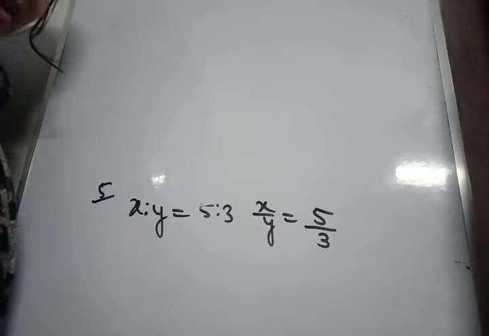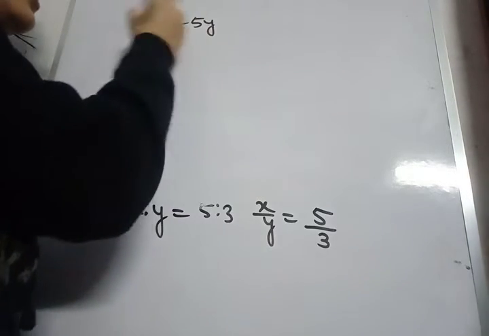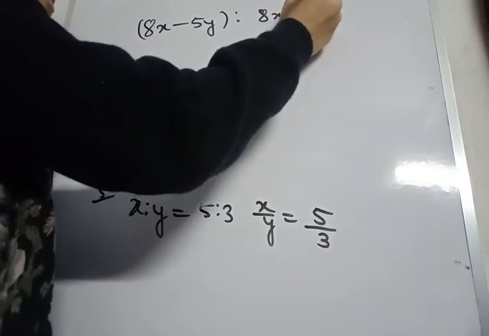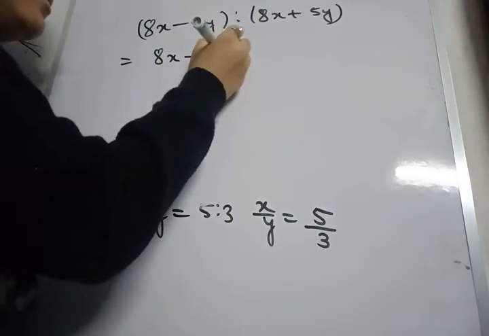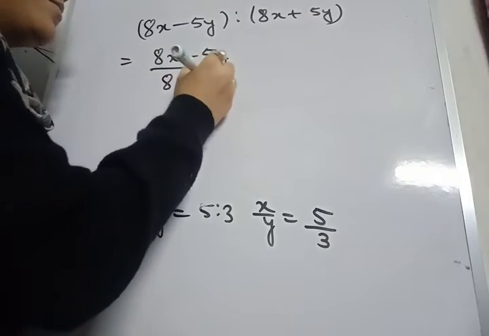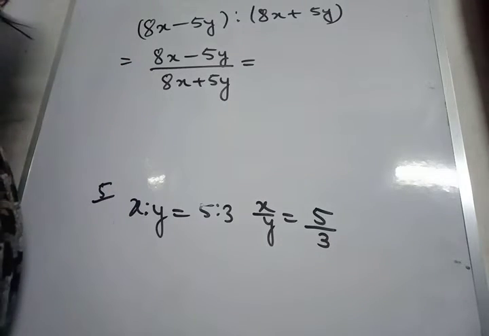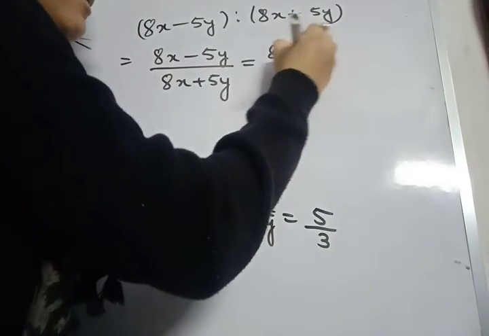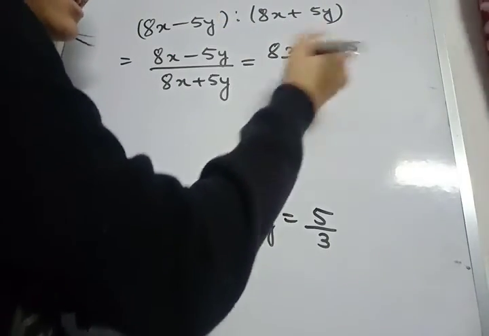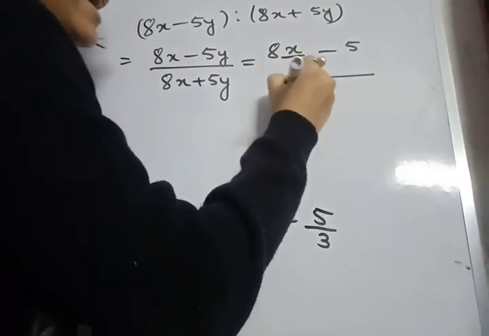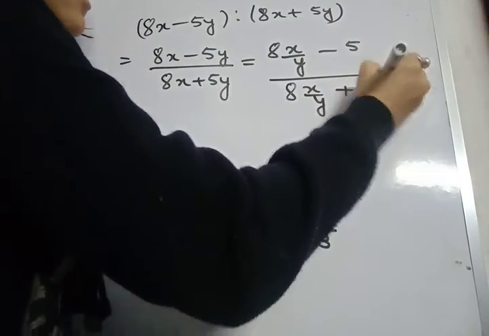8x minus 5y is to 8x plus 5y. I can write this as 8x minus 5y divided by 8x plus 5y. Now I'll divide all the terms of the numerator and denominator by y. So this one will be 8x by y minus 5y by y, that means it is equals to 1. Here also 8x by y plus 5y by y, that is plus 5.